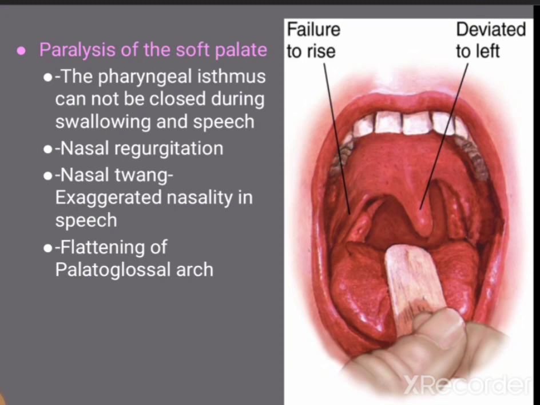Then second is the paralysis of the soft palate. In the paralysis of the soft palate, the pharyngeal isthmus cannot be closed during swallowing and speech. There is nasal regurgitation, nasal twang, exaggerated nasality in the speech, flattening of the palatoglossal arch. So this is the indication for the paralysis of the soft palate. And in the paralysis, the uvula deviates to the opposite side.